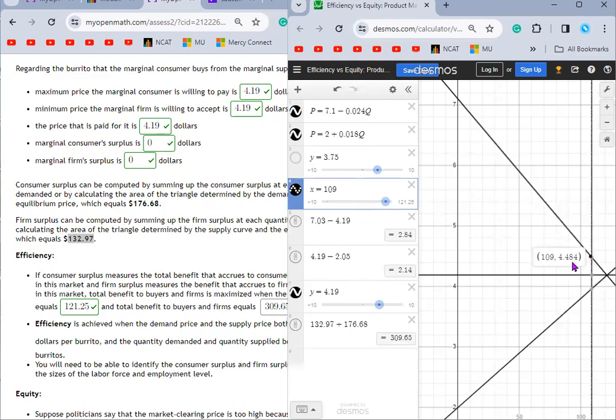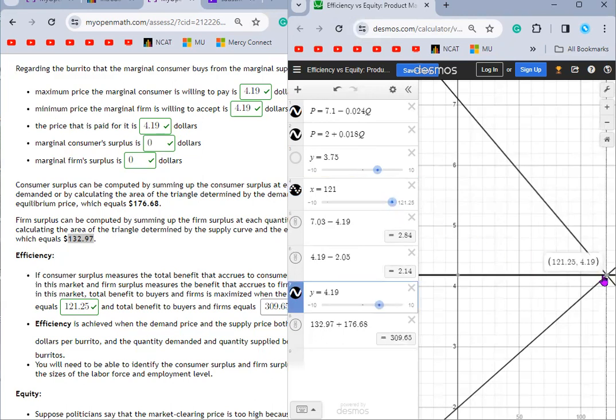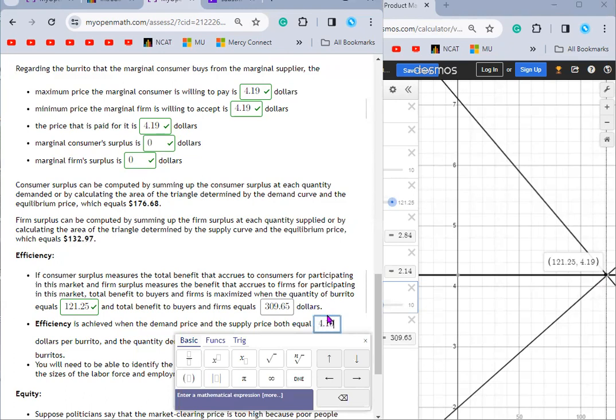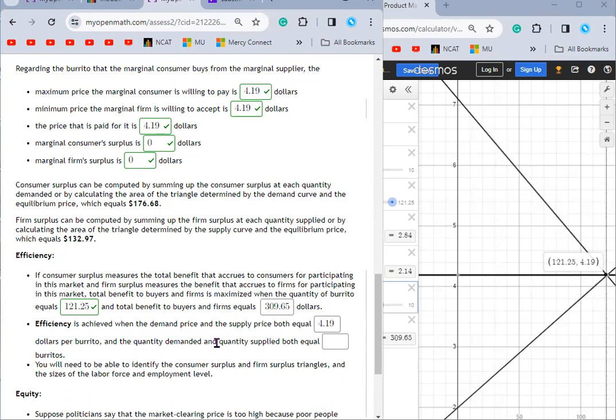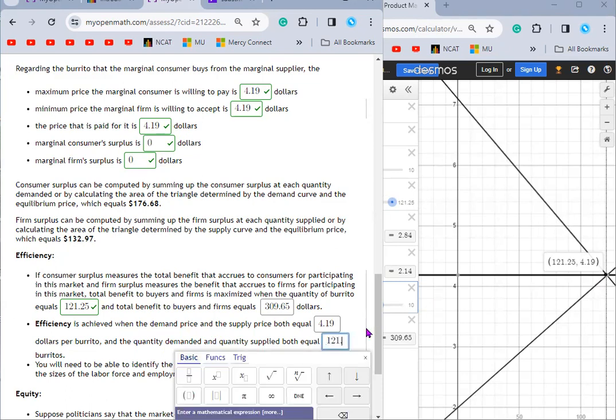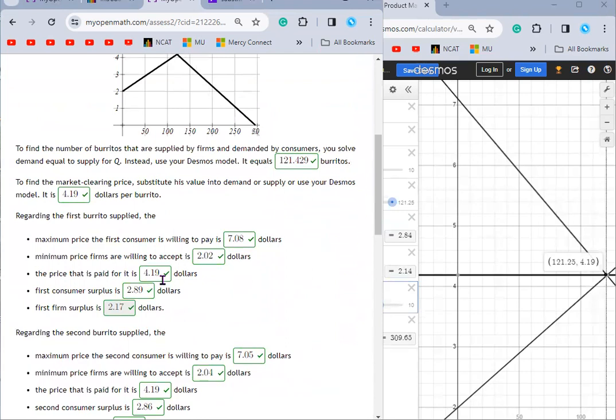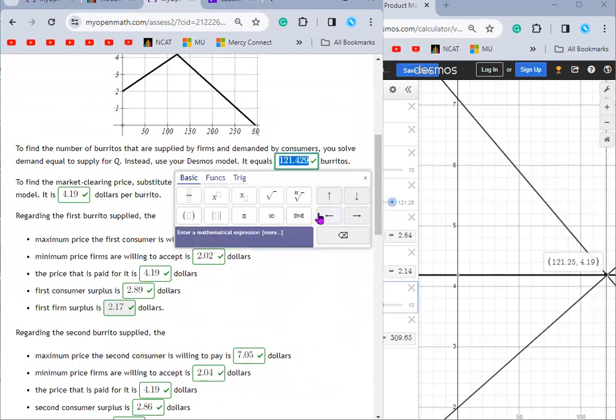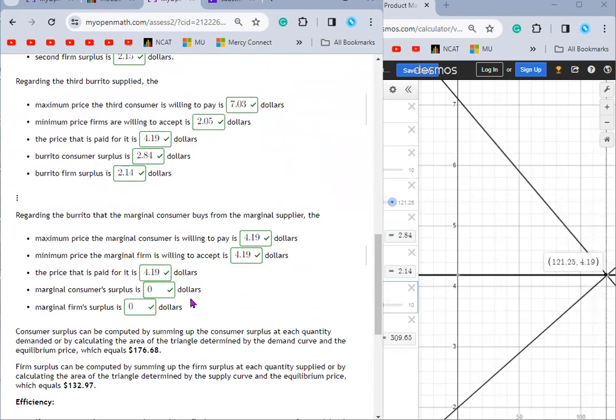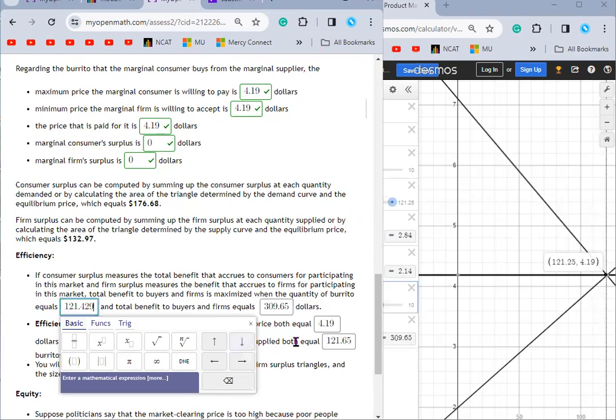Now the price is $4.48, and the supply price is $3.96, right? As we keep increasing the quantity and total surplus is increasing, when total surplus is maximized, the demand price and the supply price are both $4.19. And the quantity demanded and quantity supplied are both, again, equal to 121.429. Three decimal places.